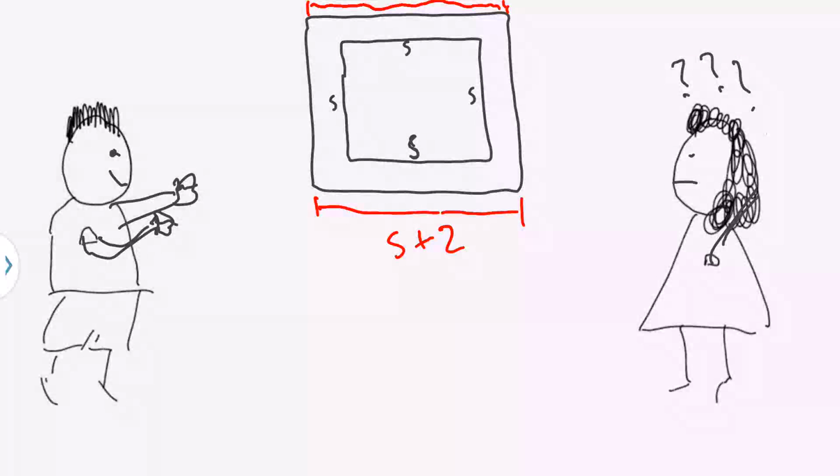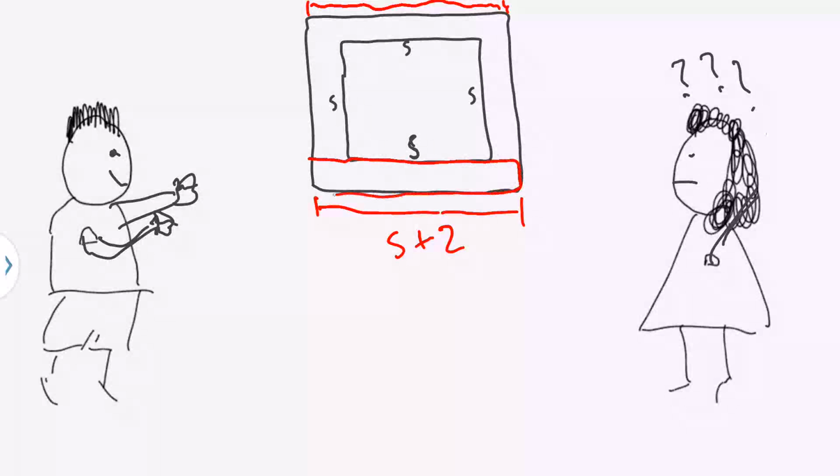I don't know. I don't get it. What do you mean? I don't understand. Bonnie, you're not even trying. Like, Bonnie, really listen. Think about it. Don't just say you don't understand. Really think about it. Look, you have S plus 2 tiles right here.